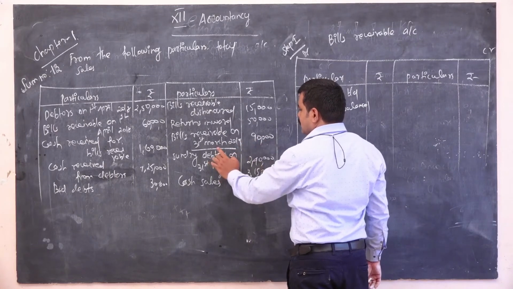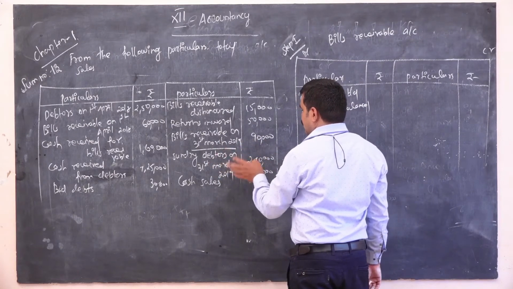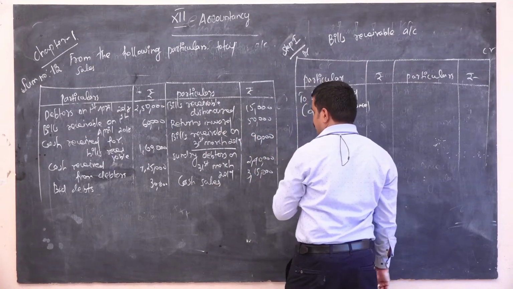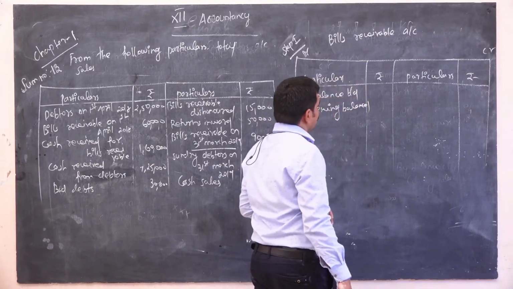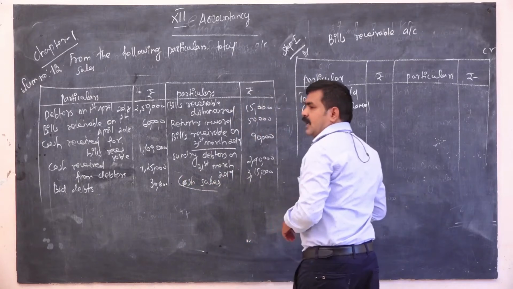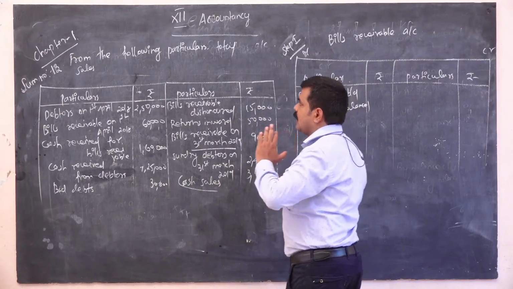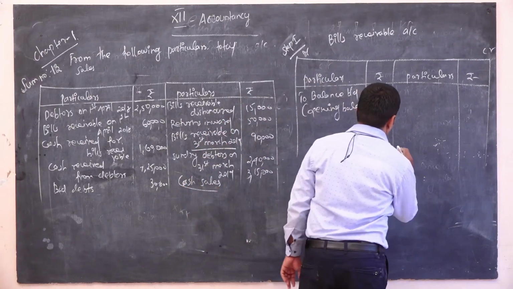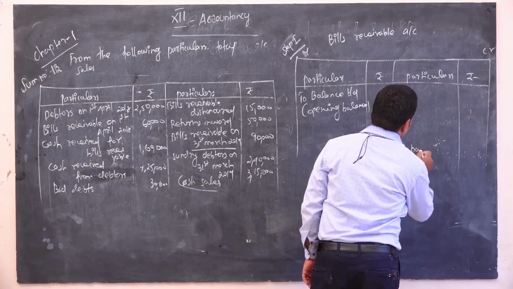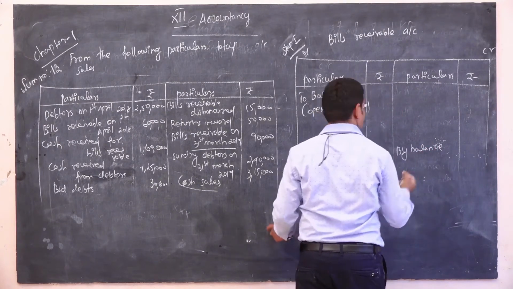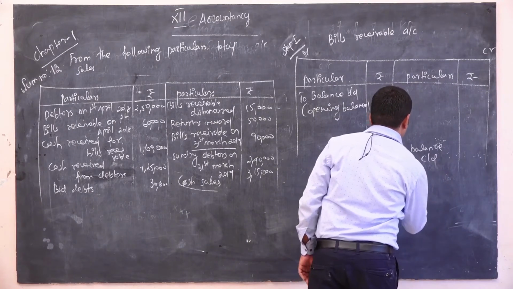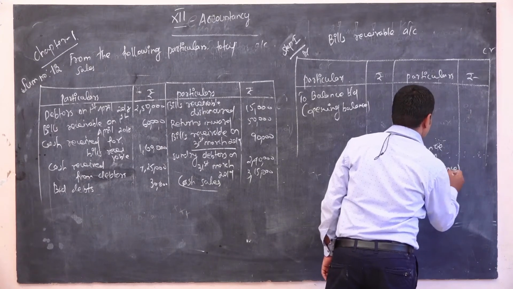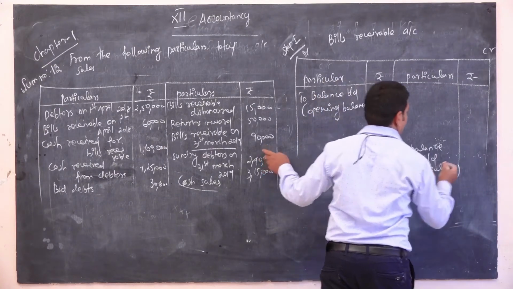Bills received on 31st March 2019, 90,000. This is a closing balance. Sundry debtors on 31st March 2019, that is the closing balance, 2,40,000. Last one, cash sales 3,15,000. Finally you have to consider this amount; before that you have to calculate credit sales, and only then consider it. Next one, closing balance, by balance carried down, that is called closing balance. The amount is 90,000.